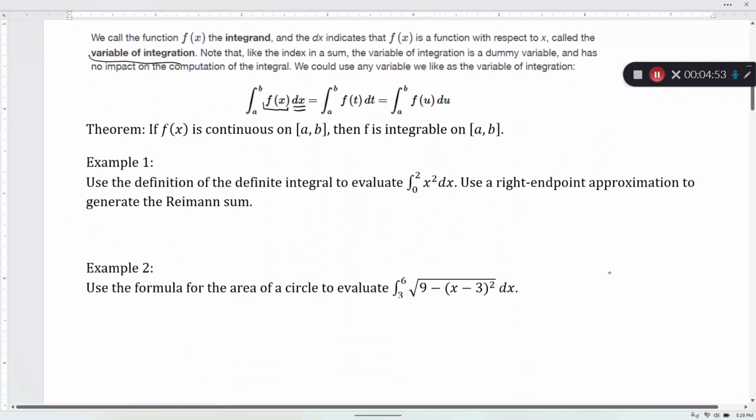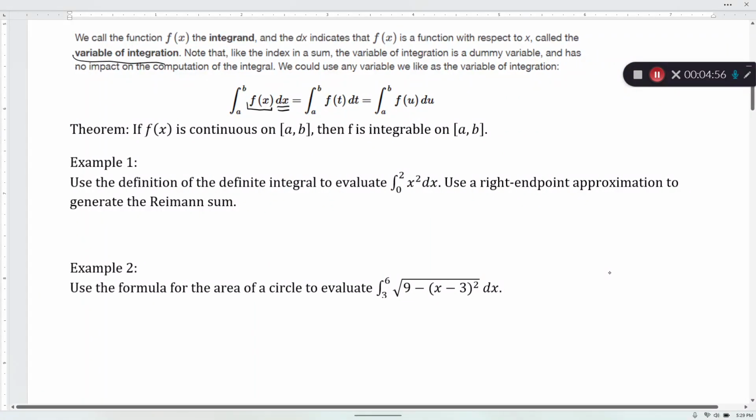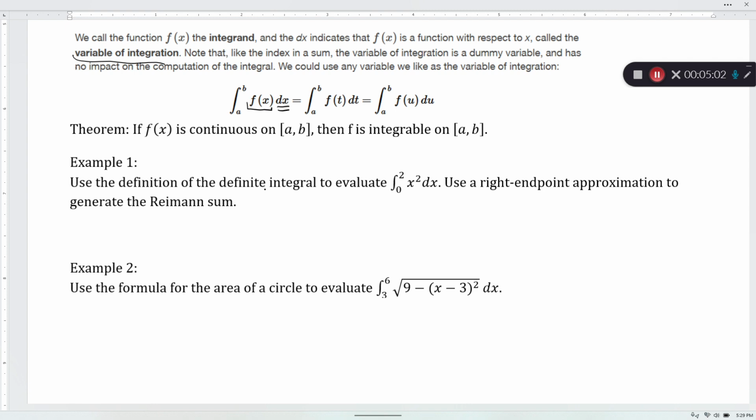Let's look at this first example here. Let's wrap our head around all the information that I just spewed out. We're going to use the definition of the definite integral, which means we are looking at the limit as n goes to infinity of the sum from one rectangle to infinite rectangles. What is the function? So right here is that f of x part. So these are the pieces that we have to fill in.